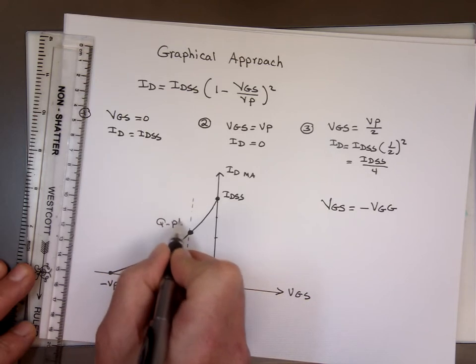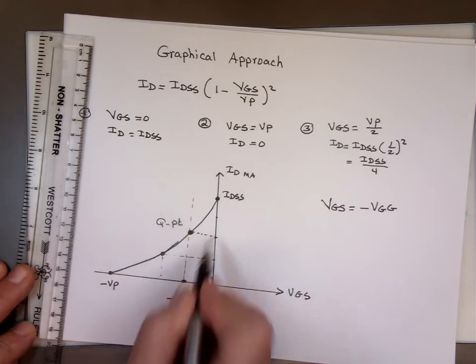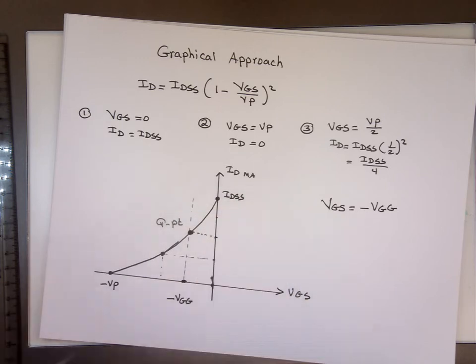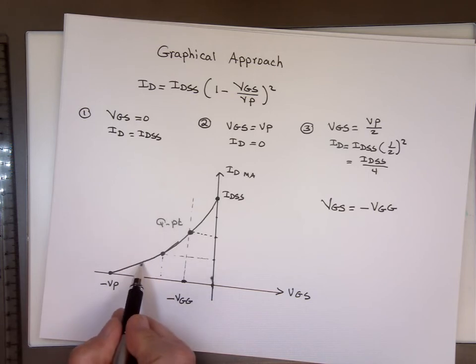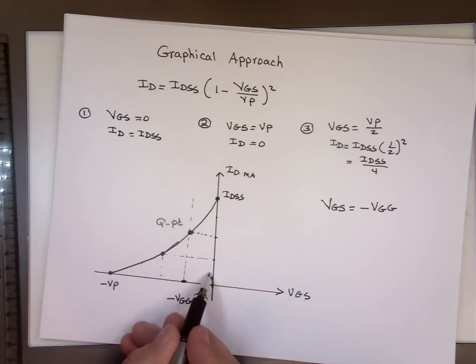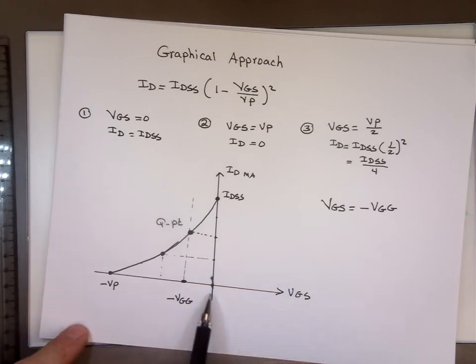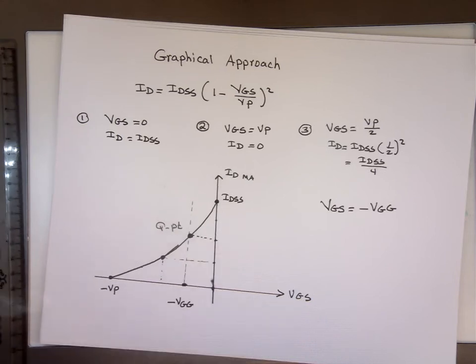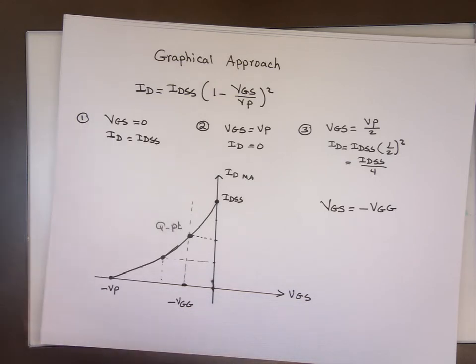So the current will be from the graph. In this case, it looks like half of I sub DSS. If VGS was right here, you draw a line going up, and that'll be your Q point. Oh, that's about 1/8 of the current going through it. So you give me the value of VGS between 0 and VP, and I can tell you what that current is from that picture. So that's a little bit quicker to do graphically than mathematically. The advantage you're really going to see is in the next example.